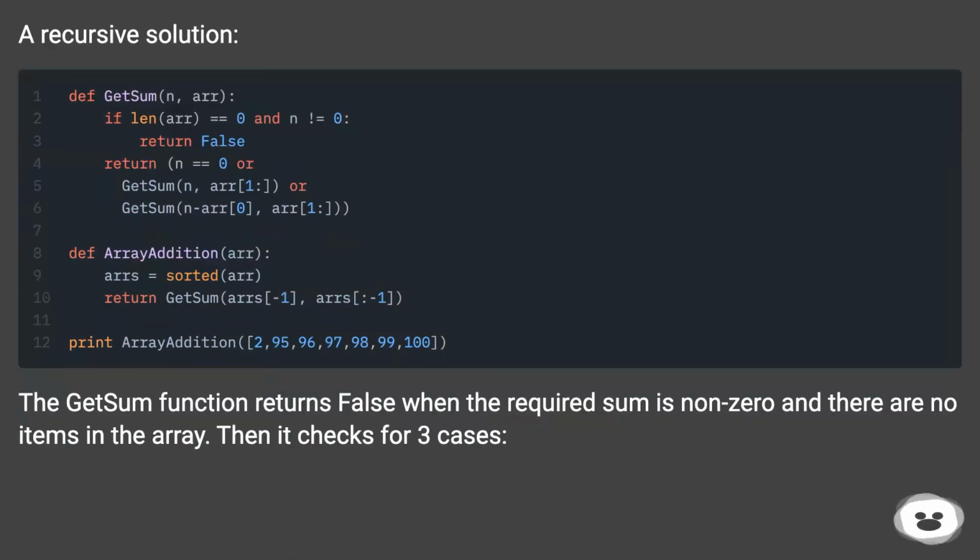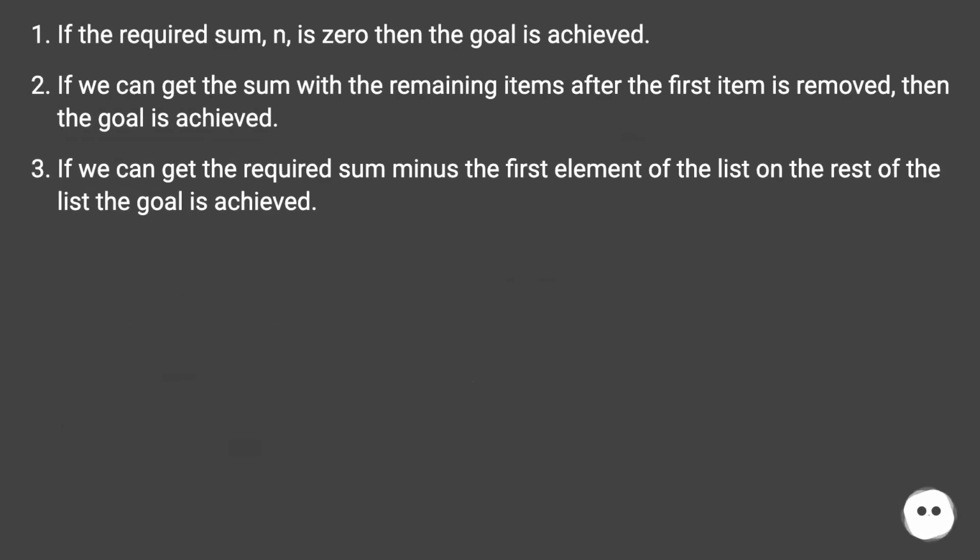A recursive solution. The getSum function returns false when the required sum is non-zero and there are no items in the array. Then it checks for 3 cases. If the required sum, n, is 0, then the goal is achieved. If we can get the sum with the remaining items after the first item is removed, then the goal is achieved. If we can get the required sum minus the first element of the list on the rest of the list, the goal is achieved.